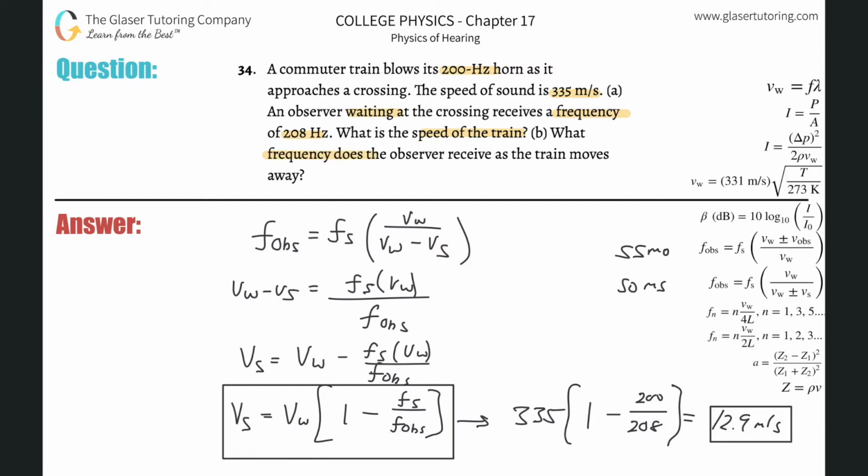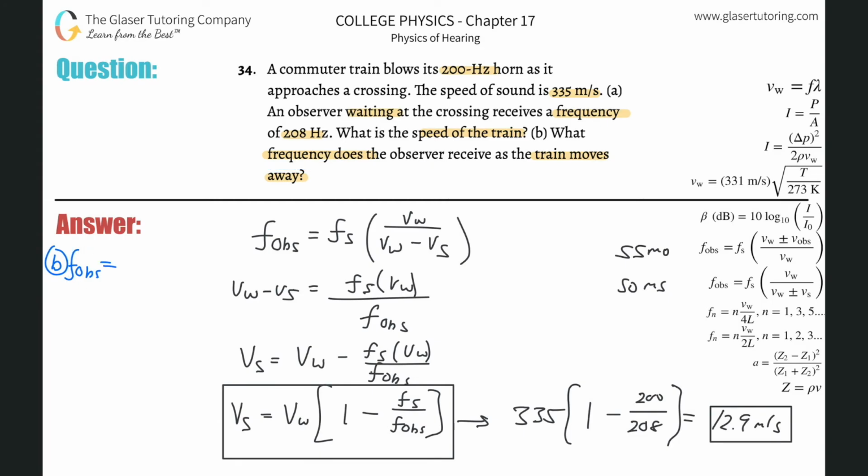And now for letter B. What frequency does the observer receive as the train moves away? All right, so basically we got to redo the calculation a little bit. We're going to use the same thing. The train is still moving, so we're still using the same formula, but since it's moving away, we're going to use the plus in here. So for letter B, it's going to be the frequency of the observer, and it's saying, what frequency does the observer receive? So this is what we're looking for.